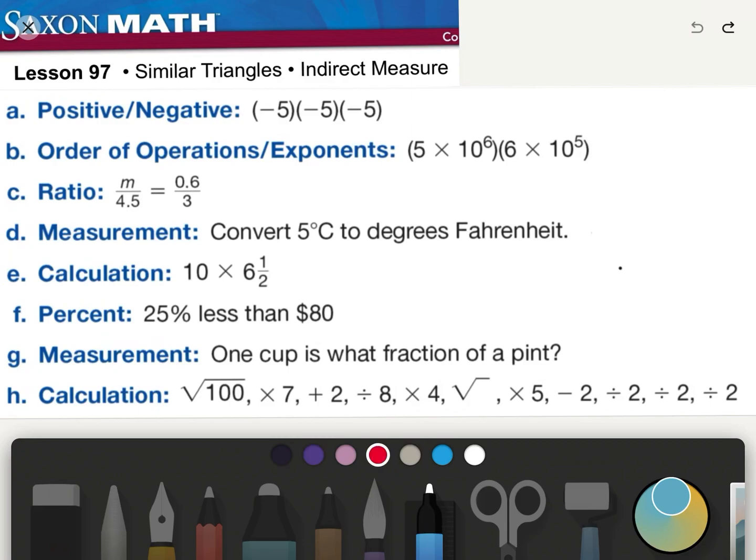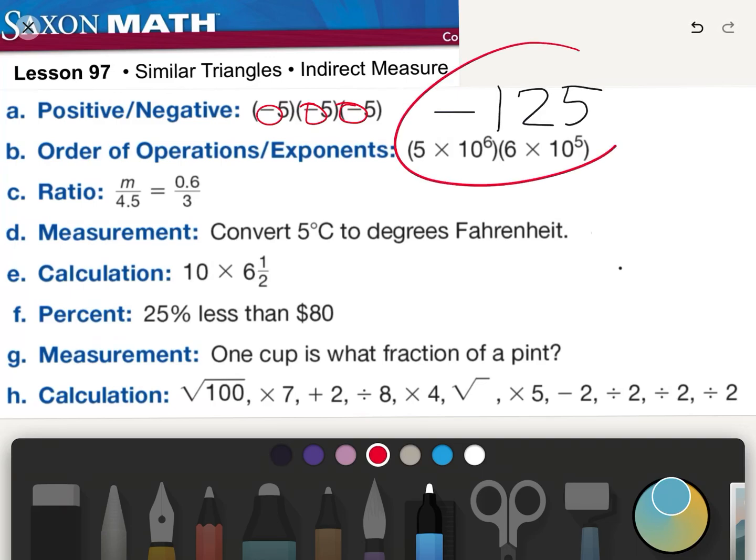Looking at this one, -5 times -5 times -5, we can count our negative signs, and we have an odd number, 3 of them. That means we already know we will end up with a negative sign, and 5 times 5 is 25, 25 times 5 is 125. So in this case, negative 125.